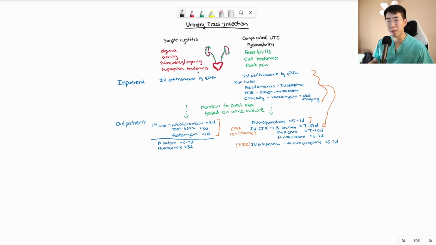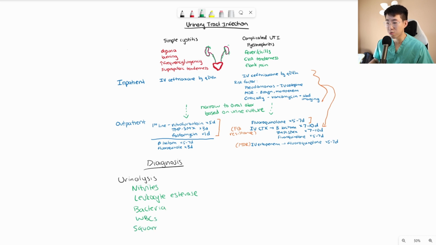Now let's move on to making the diagnosis of a urinary tract infection. And the key thing that we're going to be relying on here is the urinalysis, of course. And there are a couple of key things you want to be looking out for on the urinalysis. So obviously, you've got the nitrites, the leukocyte esterase, you've got your white blood cells and bacteria, and you've also got squamous epithelial cells. So these are all things I want you to pay attention to.